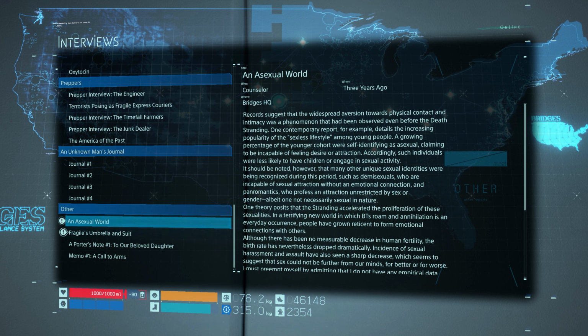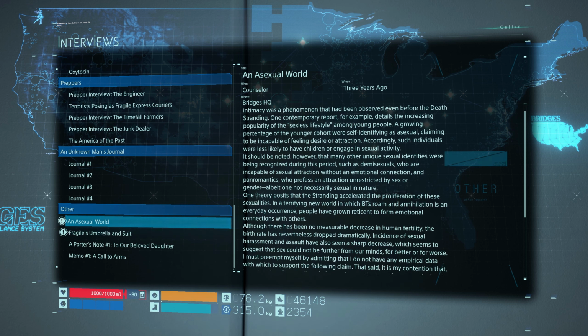It should be noted, however, that many other unique sexual identities were being recognized during this period, such as demisexuals who are incapable of sexual attraction without emotional connection, and panromantics who profess an attraction unrestricted by sex or gender, albeit one that is not necessarily sexual in nature.